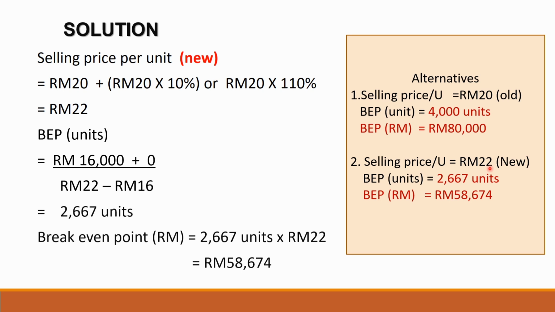So when we calculate the break-even point in units for the old selling price, the break-even is 4,000 units, and in total sales is RM80,000. But for the new selling price of 22, the break-even point in units is 2,667, and the break-even point in sales for the new selling price is RM58,674. It means that the company can easily reach the new break-even point, 2,667 units.